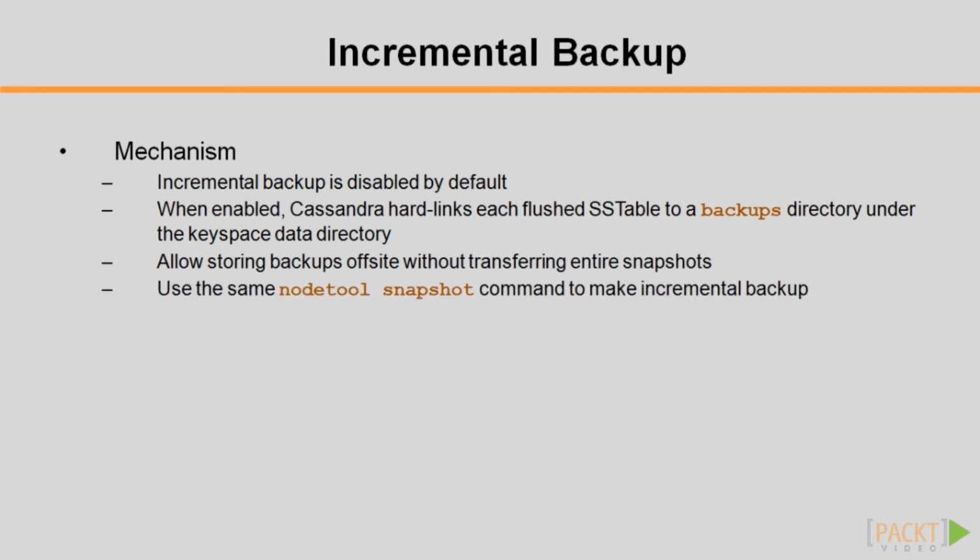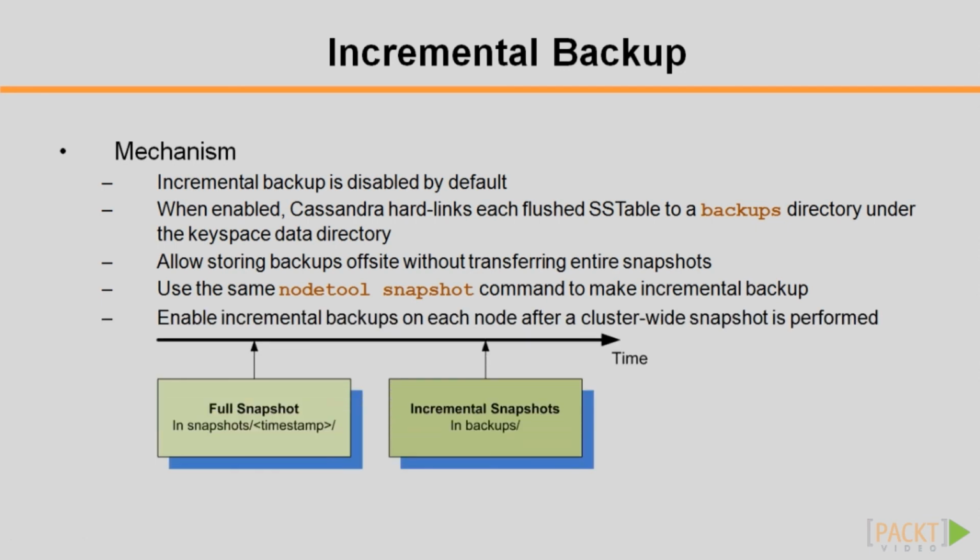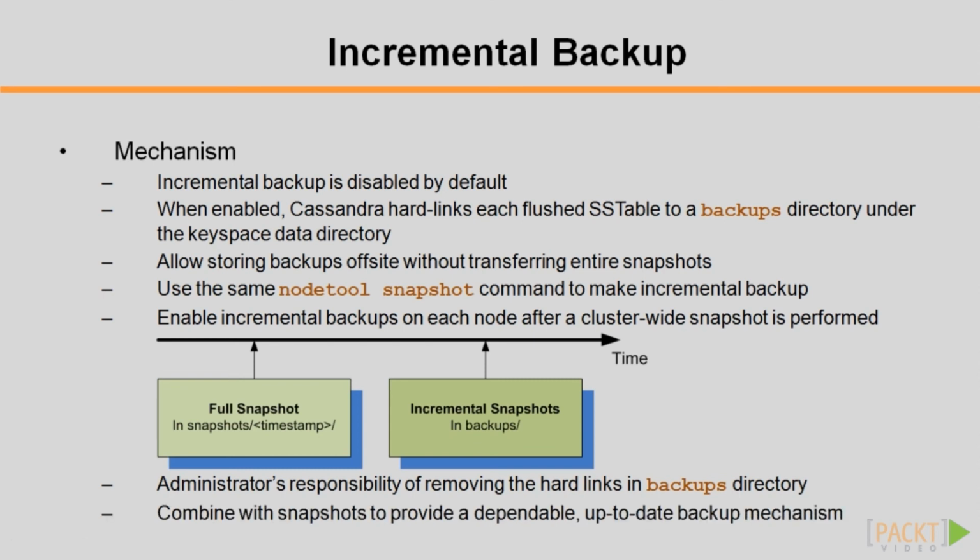The same nodetool snapshot command is used to make incremental backup. It should be enabled on each node after a cluster-wide snapshot is performed, as illustrated on the diagram. Incremental backup only backs up data updated since the last snapshot was taken. Cassandra creates a hard link to each SSTable flushed or streamed locally in a Backups subdirectory of the Keyspace data. Note that housekeeping those hard links is the administrator's responsibility. When combined with snapshots, it provides a dependable, up-to-date backup mechanism.